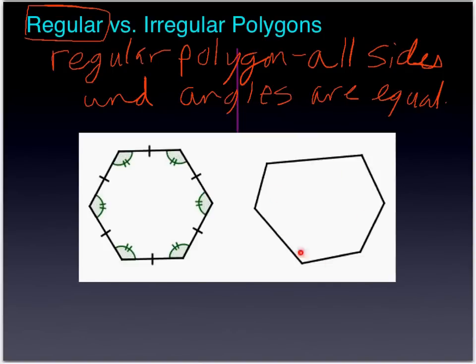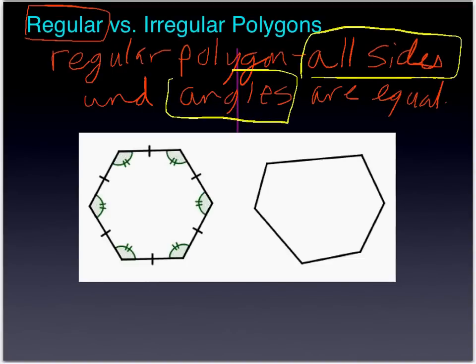And the one that we have right here, well, nothing looks the same. I mean, maybe these two sides are the same, just looking at it and kind of ballparking it. They look similar to each other, but the rest of them, they're not. For a polygon to be regular, I need all sides and angles to be the same, to be equal. Not just one or two, but all of them.